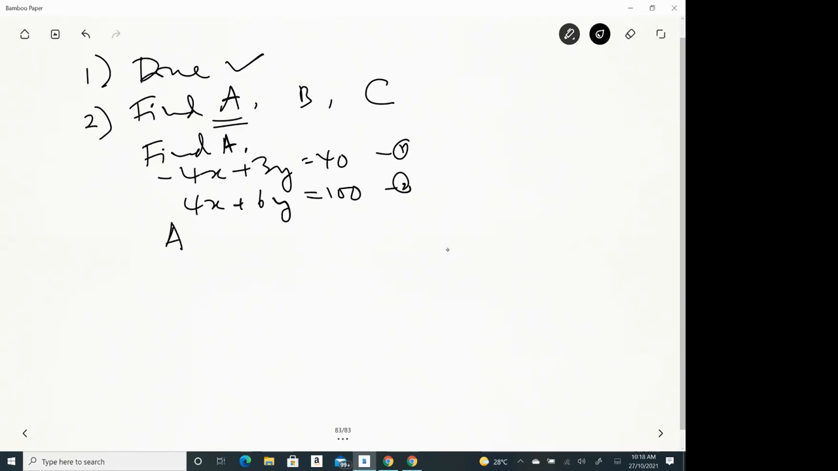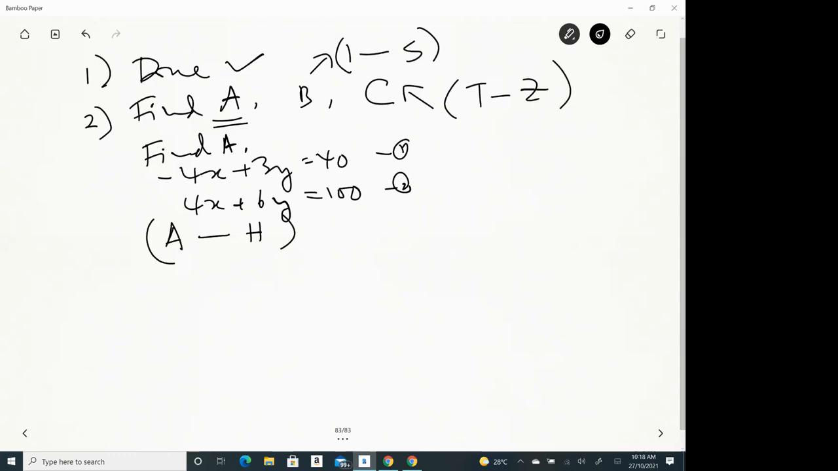If your name is from A to H, you do point A. If your name is from I to S, you do point B. If your name is from T to Z, you find point C.